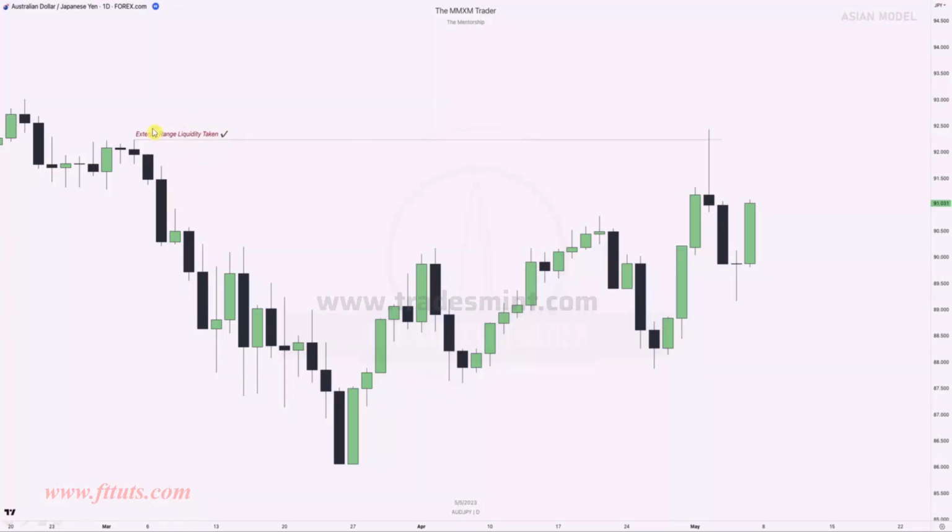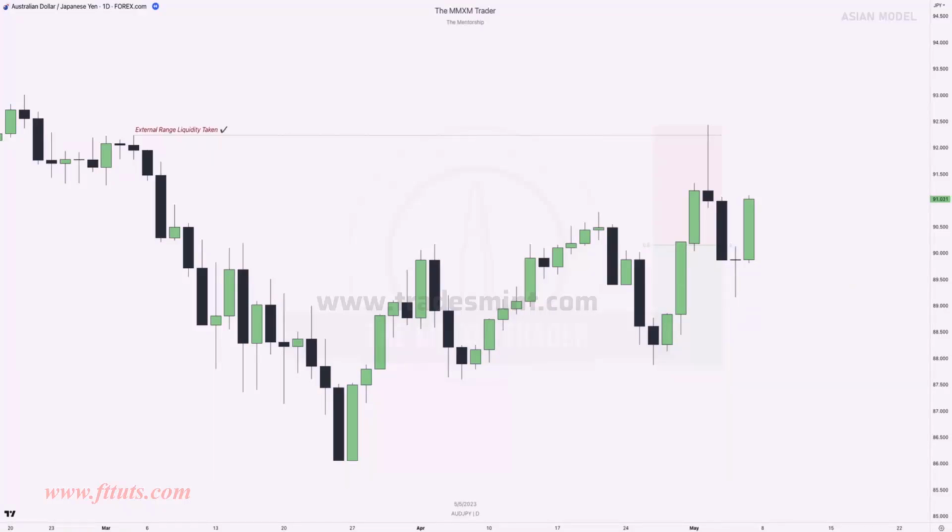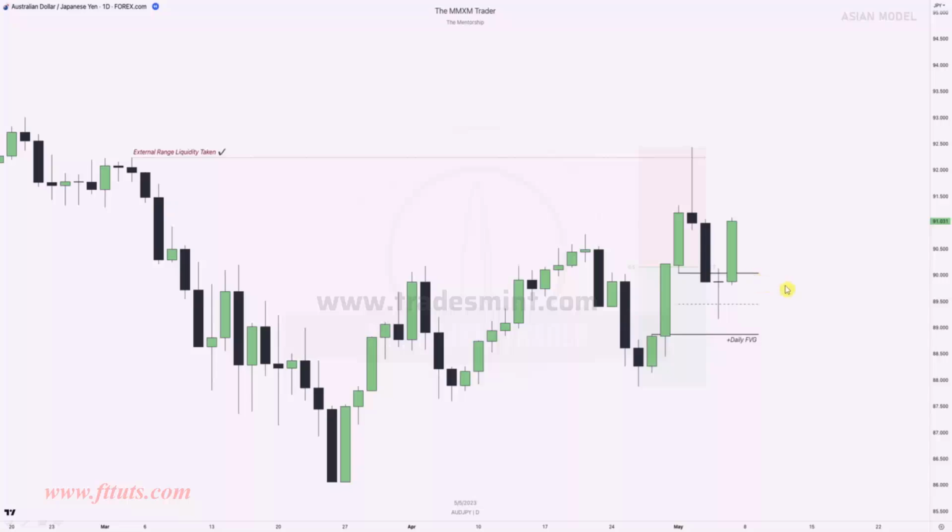We can see that over here, this high has been taken out. So external range liquidity has been liquidated, and now we move back into internal range, which is this fair value gap. And how does that look with premium and discount levels drawn out? Over here we've got our range low, into equilibrium down here, and then eventually, because we took out that external range liquidity, this is our dealing range high or our premium high. So over here we've got that daily fair value gap after we took out that external range liquidity, and that was our draw on liquidity going from external to internal.